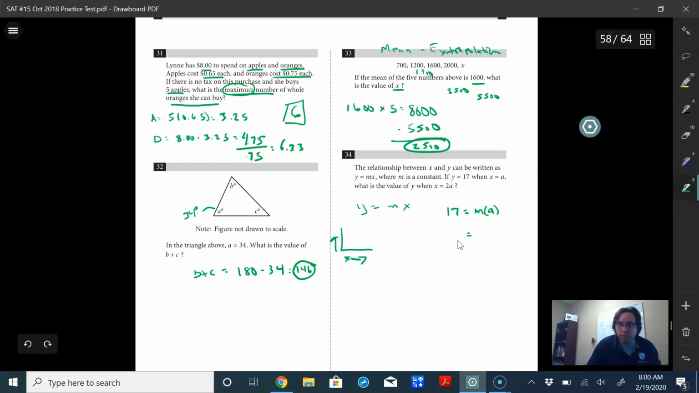So again, m is a constant value, and now you have 2a. Well, that is just going to be double of whatever this is. Then looking at this, we can see that it would be 34, because if we know that is equal to 17, then 2a, so that's 2 times the value of that, would then be 34.